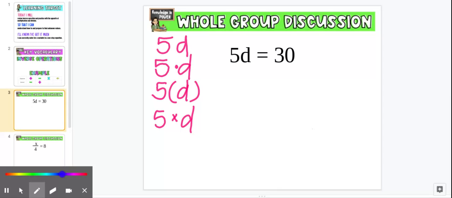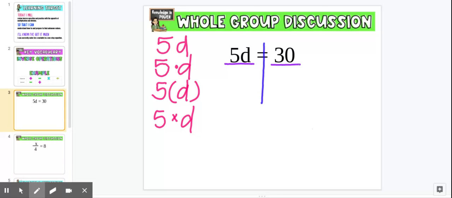So remember, we're going to draw our line down the middle of the equal sign. Now, the opposite or the inverse of multiplication is division. So we are going to divide both sides by whatever's with that variable. What's with the variable is 5. So I'm going to divide both sides by 5.